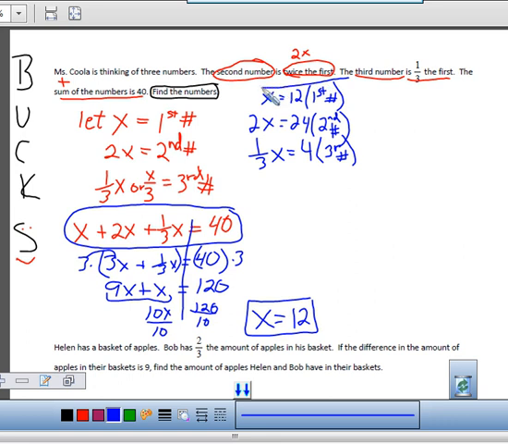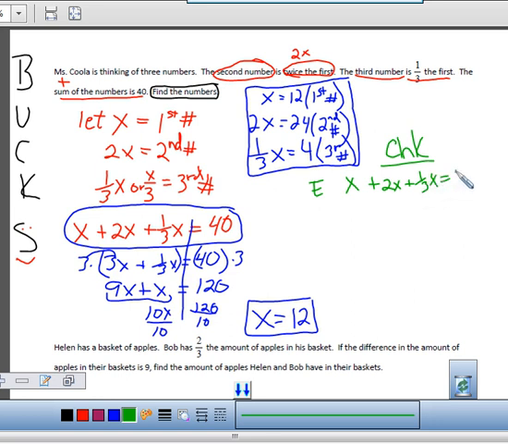Now, it's important for you to find all the things that are missing. And then, of course, it's also important to do the check. So we're going to do a quick check. So our original equation was x plus 2x plus 1/3 x equals 40. Substitute. So I have 12 plus 2 times 12 plus 1/3 times 12. Now actually, I probably should have done the check first because that would have answered this part up here.